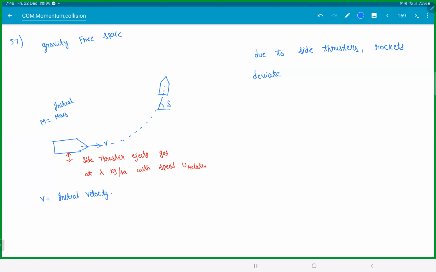As usual, the rocket deviates. Find delta, the angle of deviation, as a function of time t. A question could be like this: find the time when the rocket makes a 180-degree turn, meaning you keep the thruster on and it turns through 180 degrees. And remember, this thrust force is always perpendicular. The thrusters eject gas perpendicular to the velocity.